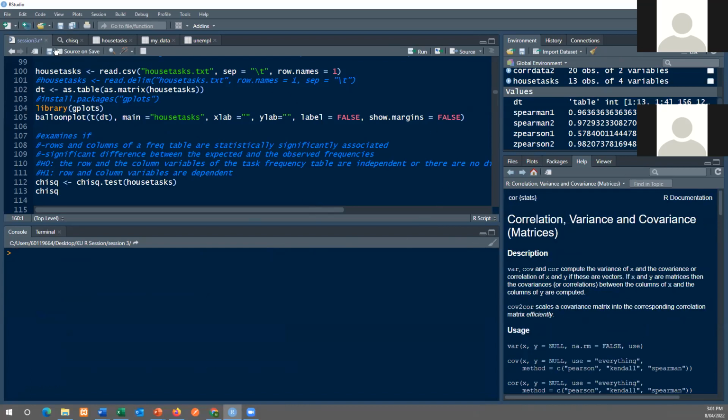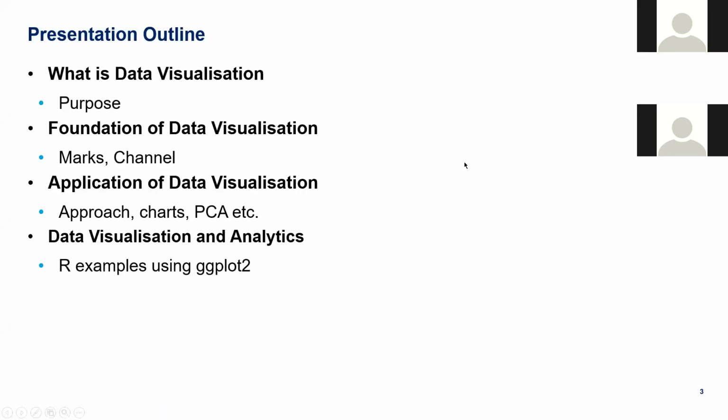So with this I am concluding our statistical journey. Now I'll be hopping to the new topic, which is data visualizations. And before that, I have to give you some time now.